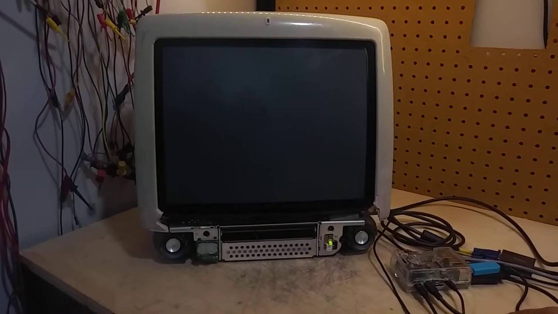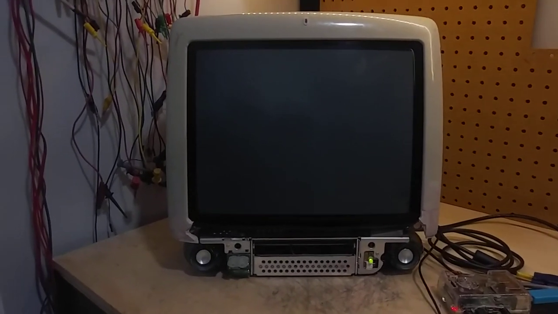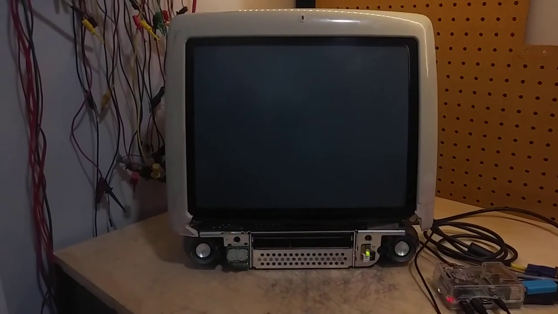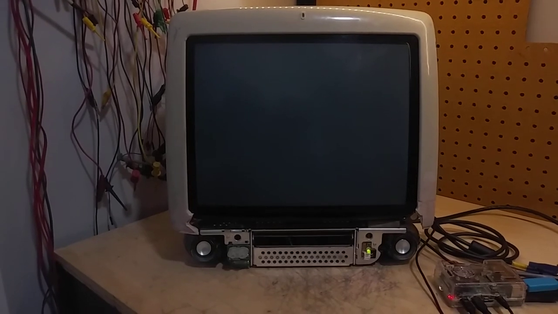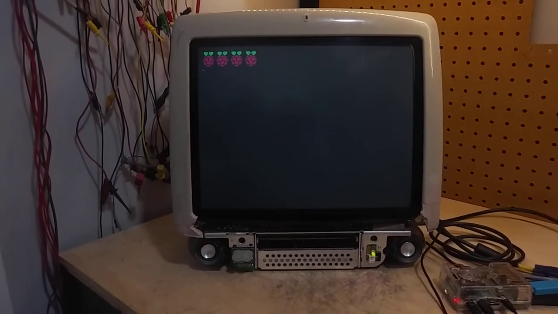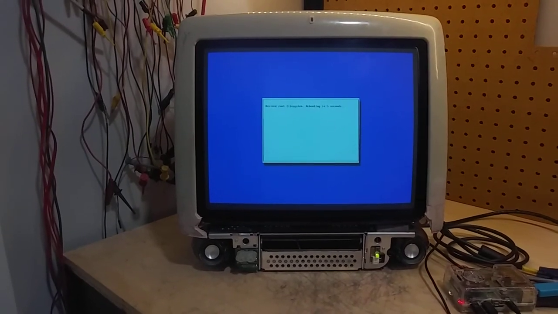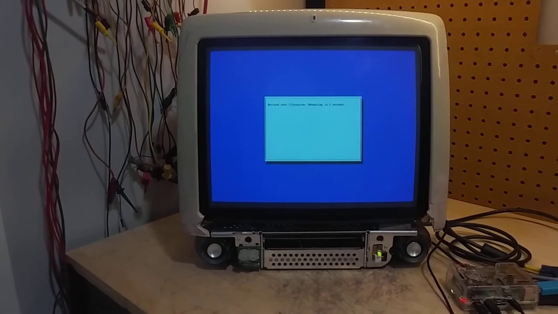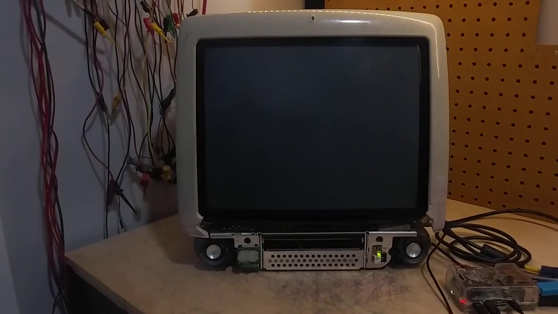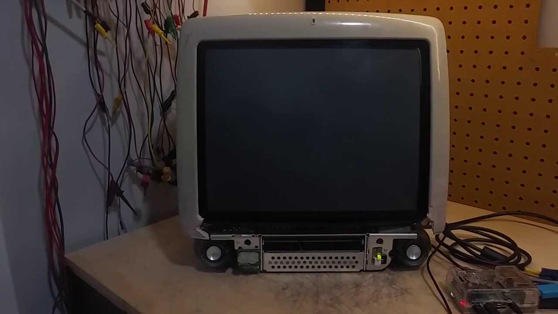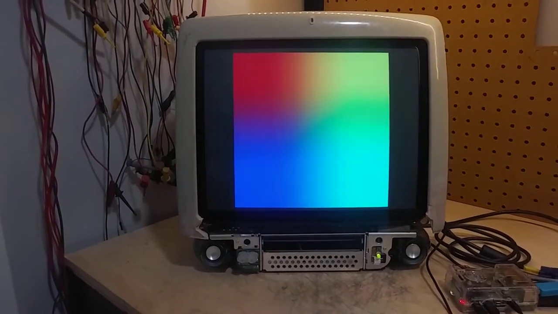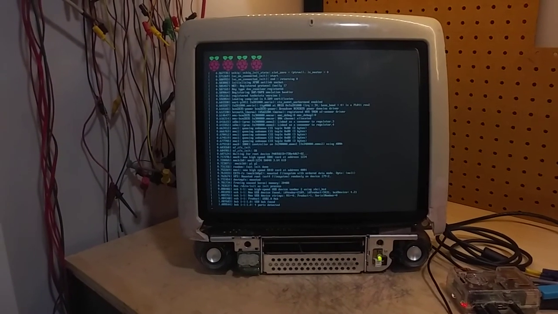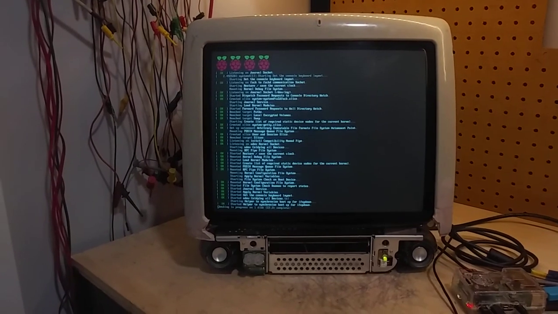Here is the boot. Splash screen is okay. Four raspberries are okay. Resizing root file system is okay. Rainbow splash screen. Four raspberries. As it boots, it seems fine.